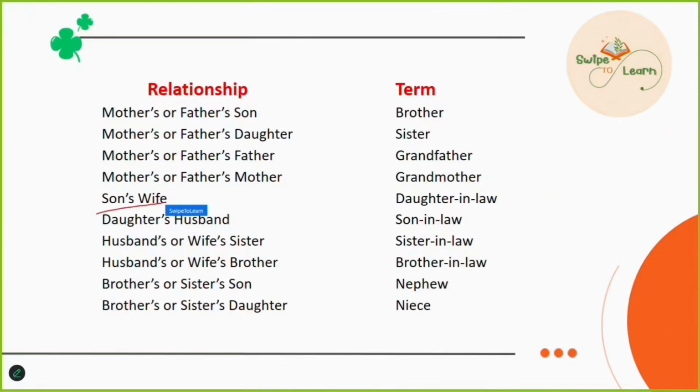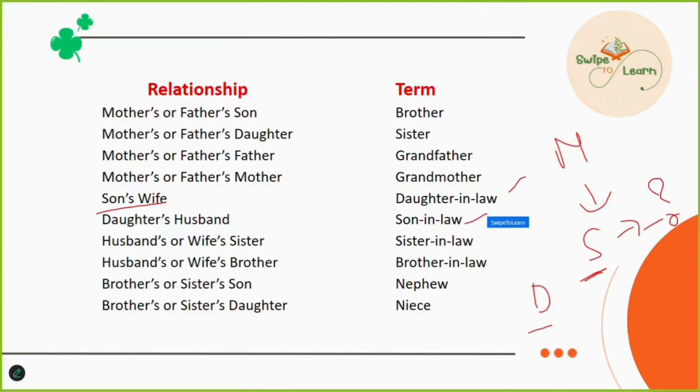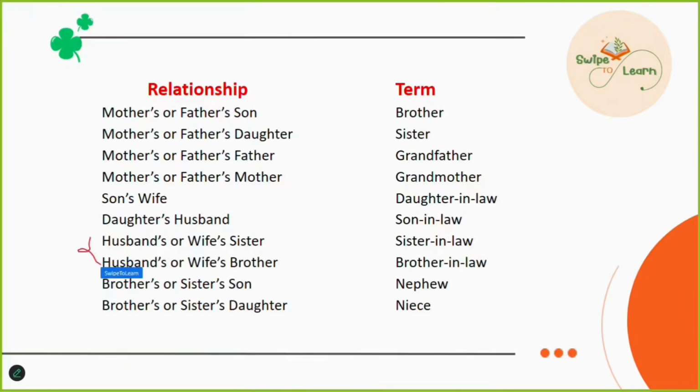And your son's wife. Now you have a child, which is a boy. If that boy gets married, whom will you get? You'll be getting your daughter-in-law. So your son's wife will be your daughter-in-law. And similarly, if we have a daughter, then the daughter's husband will be your son-in-law. And next, just now we learned about these two relations. If your husband has a sister, then she'll be called a sister-in-law.